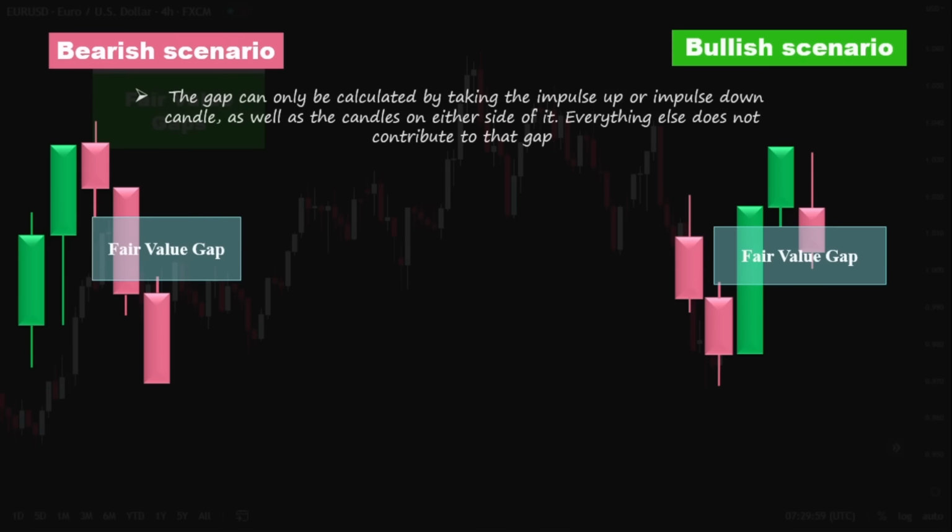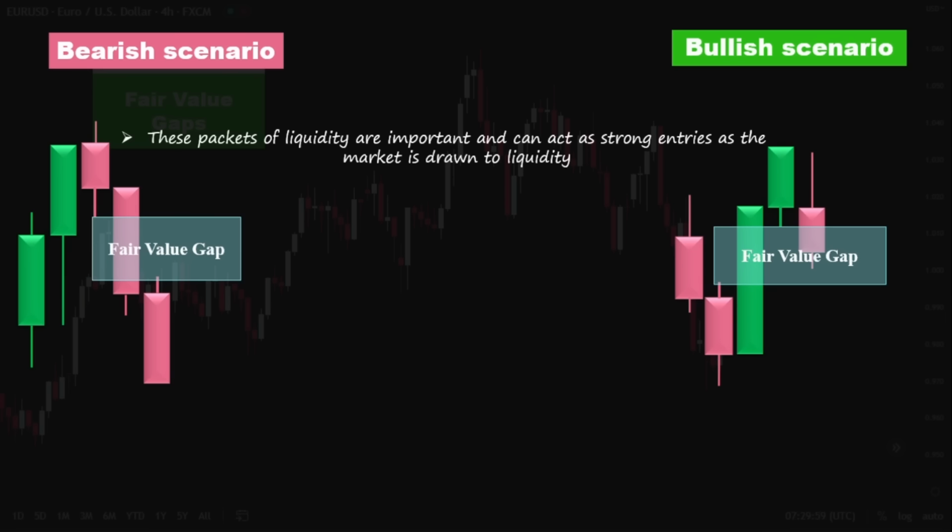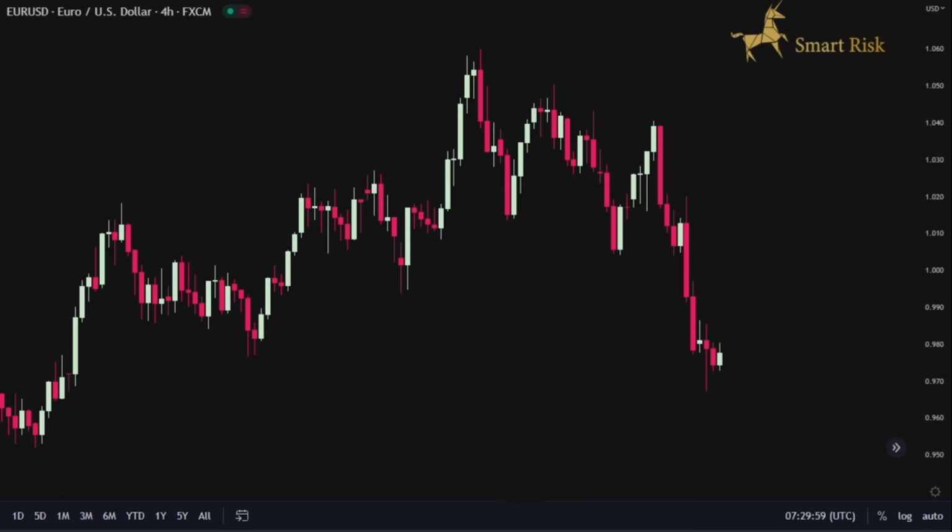The key to identifying fair value gaps is that the gap can only be calculated by taking the impulse up or impulse down candle, as well as the candles on either side of it. Everything else does not contribute toward that gap. These packets of liquidity are important and can act as strong entries in the market. For example, here price has the tendency to move downward, and it wants to sweep the potential liquidity zones above it. Thus, these areas are great areas where the price may rise and, after testing, continue bearish with even more strength.